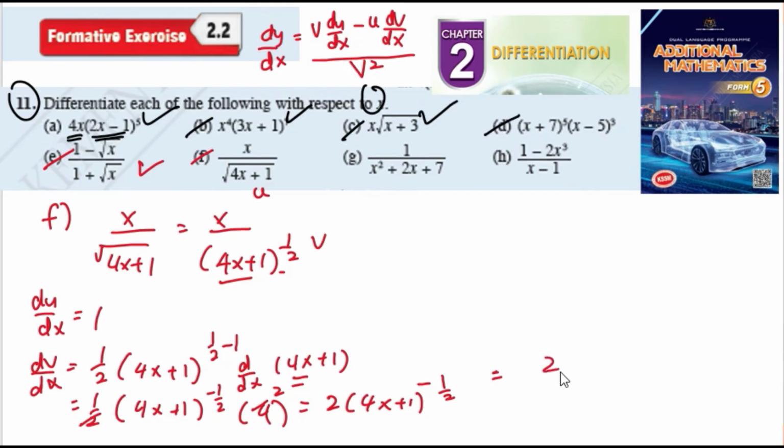So we need to bring the power down. So this one would be 4x plus 1 power of 1 over 2, which is 2 root 4x plus 1.